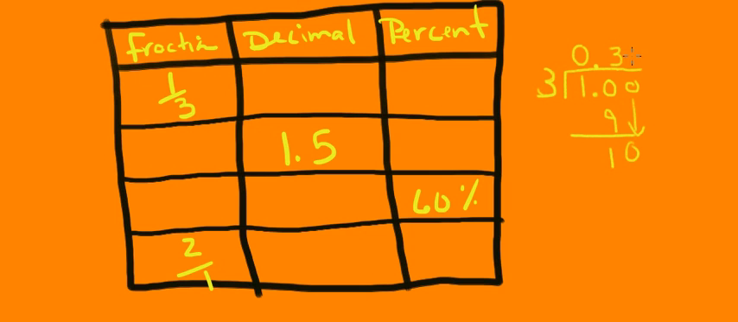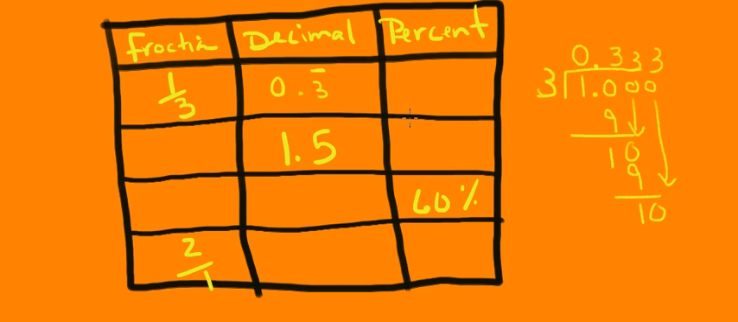Gives me 10, gives me a 3. 3 times 3 is 9, gives me a 1. I bring a 0 down, gives me 10, gives me 3. I already see that it's repeating, right? It's going to be repeating forever. So my answer here for the decimal is going to be what? 0.3 repeating, with that repeating bar over it. You got that? All right.